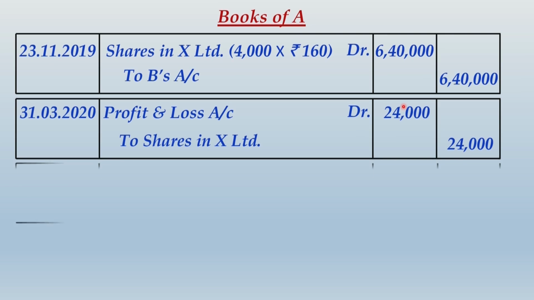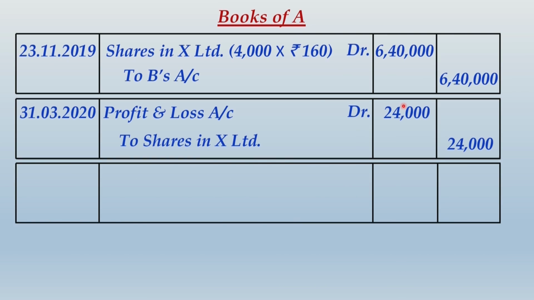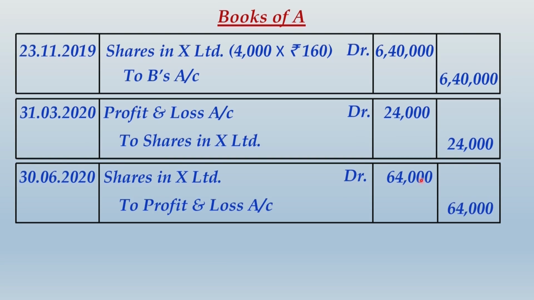Now what would happen on 30th June? On 30th June, the value of these shares has gone up to 170. So from rupees 154 per share to rupees 170 per share, it is an overall increase by rupees 16 per share, which would totally work out to rupees 64,000, and the corresponding effect will be given to P&L by way of recognizing a gain because of fair value changes.